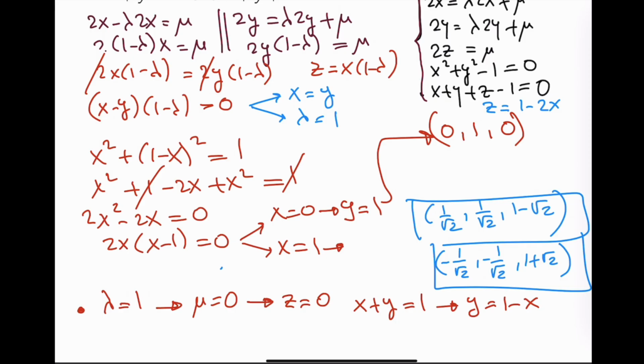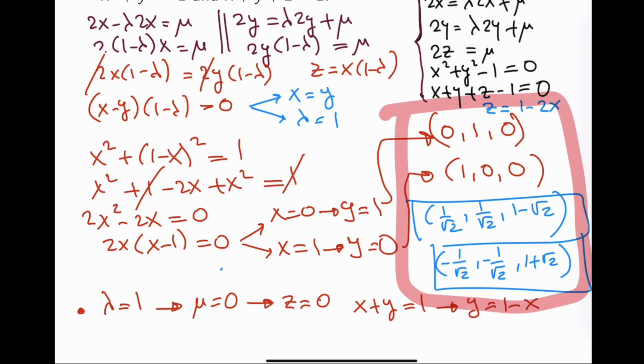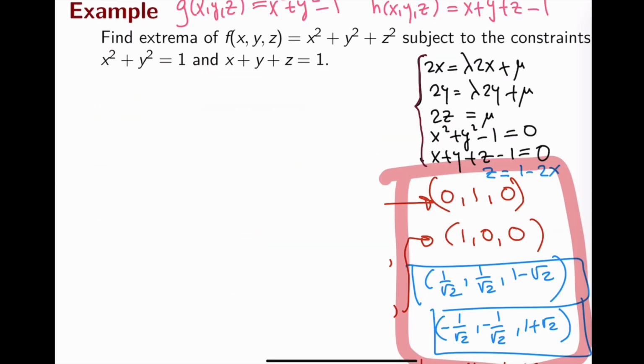And from here, if x is equal to 1, we substitute here, and we get that y is equal to 0. And then still z is equal to 0, so we get here the next of the points that is going to be 1, 0, 0. And so here is our list of candidates to be minimum or maximum. So as before, now what we need to do is to evaluate the function at these points. The last step then will be to evaluate the function at each of these points.